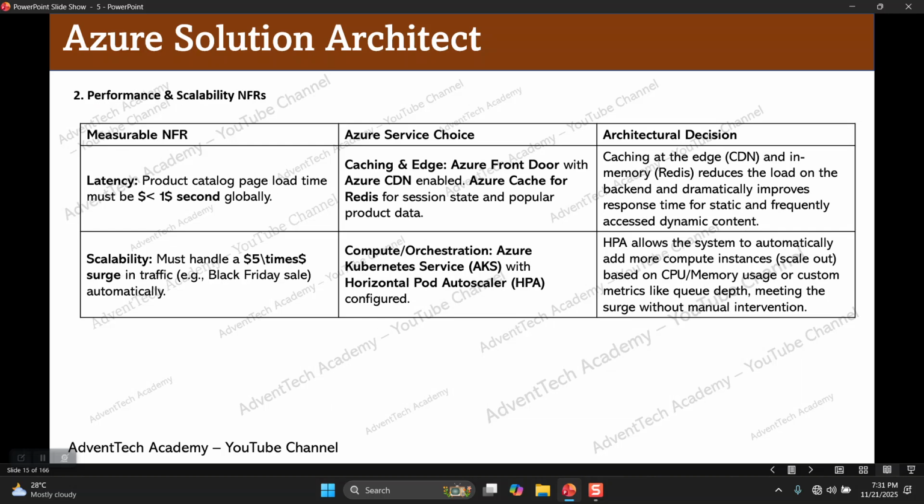If you look at the performance and scalability NFRs, if you want the page load time to be less than 1 second globally, we have to choose Azure services like caching and edge. We can deploy Azure Front Door with Azure CDN enabled, and we can deploy Azure Cache for Redis for session state and popular products. So caching at the edge, CDN and in-memory reduce the load on the backend and dramatically improve the response time for static and frequently accessed dynamic content.